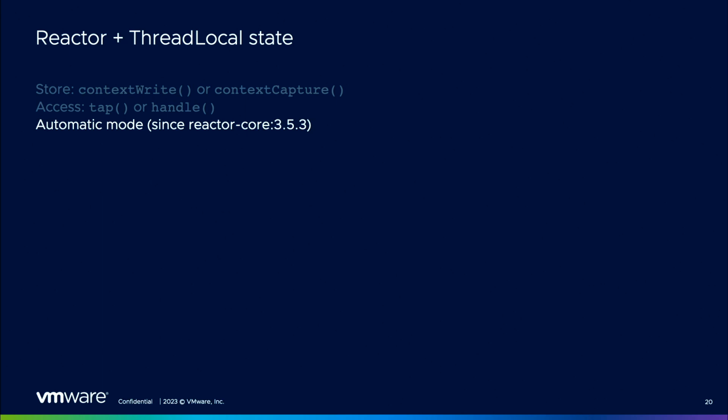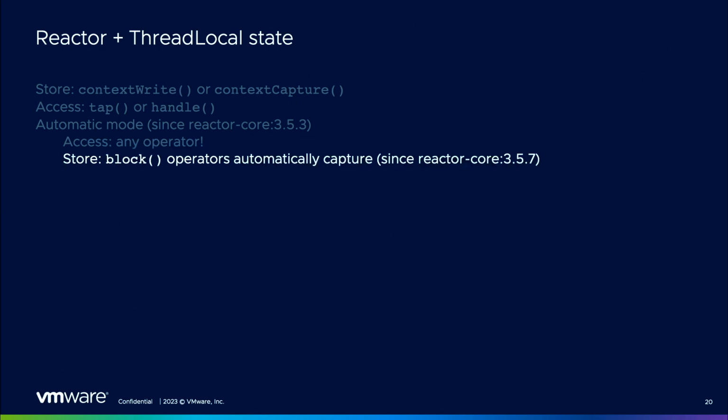But I have good news. If you want to have that available in any operator, then you can use automatic mode, which we introduced in 3.5.3 version, but that essentially gets improved over time. So the latest version is 3.5.9, as far as I remember, and it's like the best experience so far. So the good news is that you can access ThreadLocal state in any operator across thread boundaries.